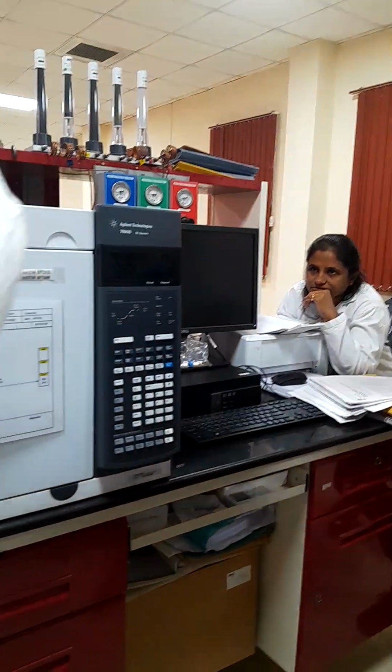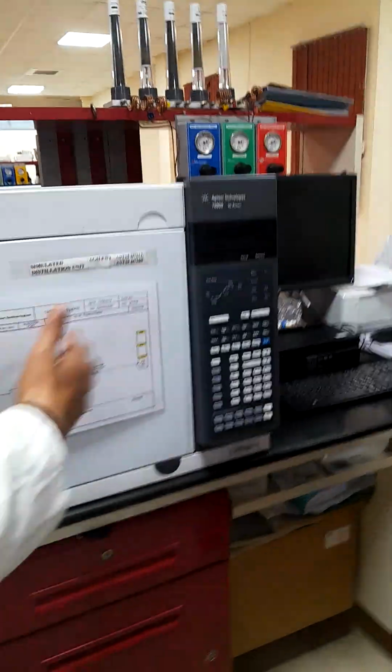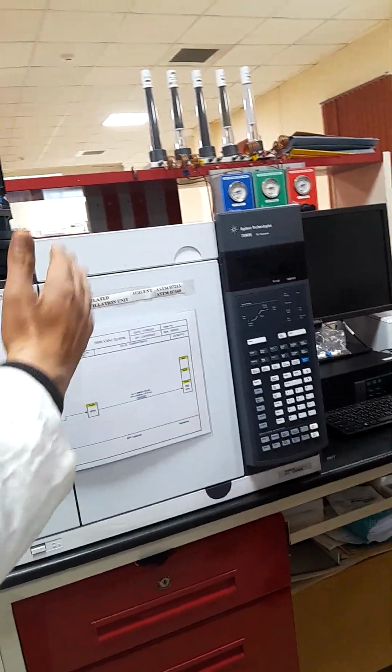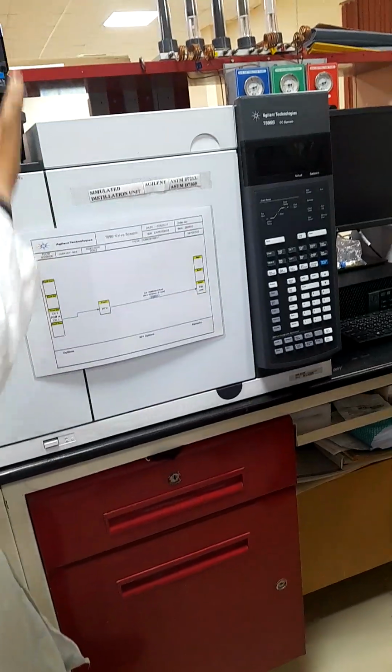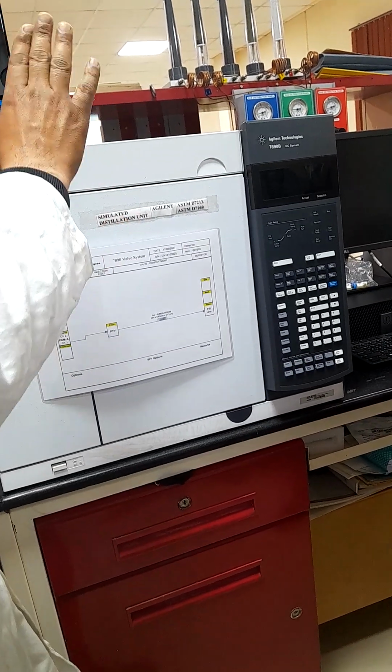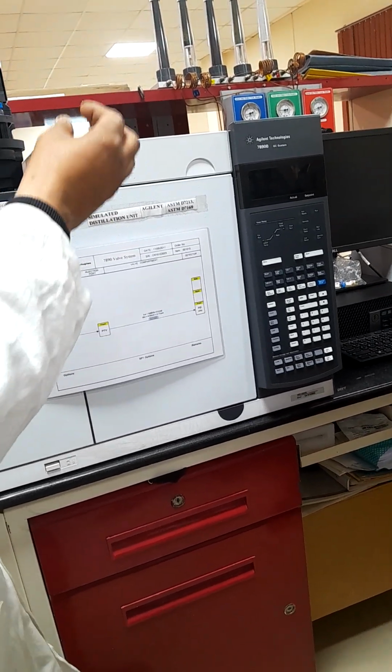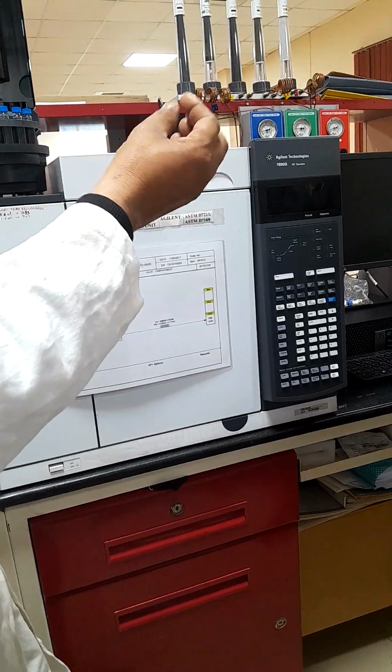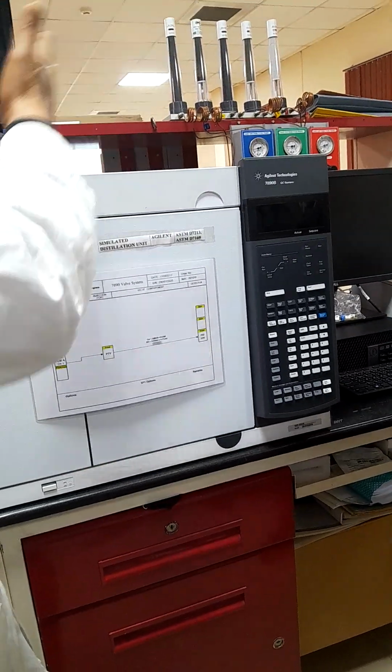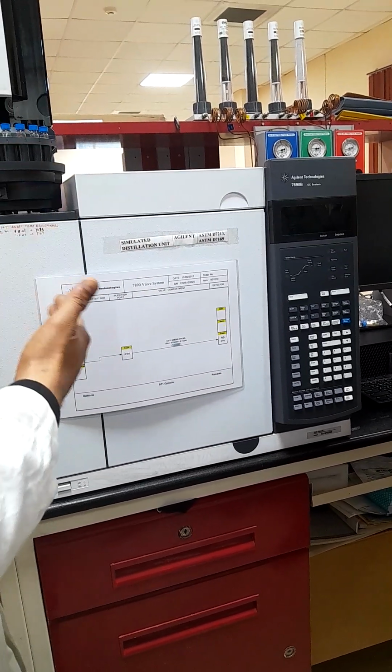Our helium flows continuously, so it provides the inner environment during your sample running, or in standby mode. Every time helium will run with a very low flow rate, 20 or 35 ml per minute. It will run continuously to provide an inert atmosphere.